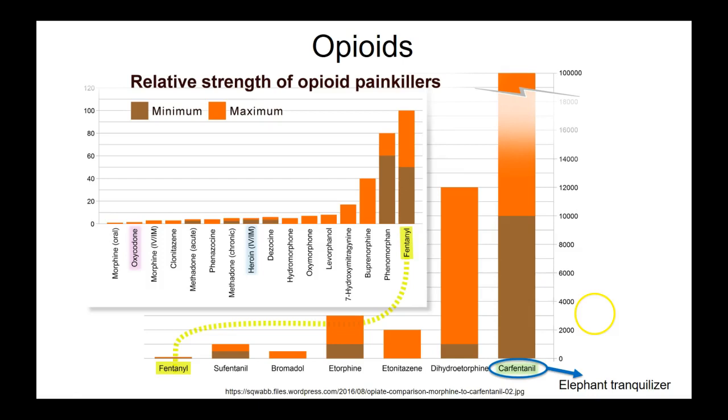This one is a tranquilizer for elephants. Look how much more potent it is than fentanyl. And look how potent fentanyl is compared to, say, morphine. It's ridiculous. You need just a little bit of carfentanil. So there's synthetics out there that are hugely potent.